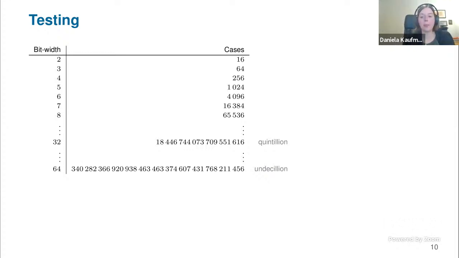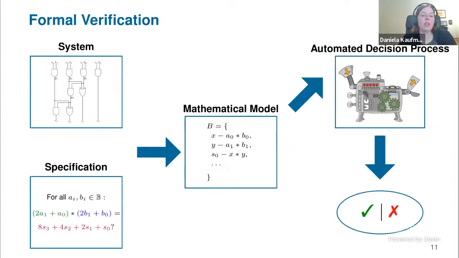And this is where formal verification comes into the game, because we want to translate the system and the specification into a mathematical model and then let an automated decision process decide on the correctness of the circuit.